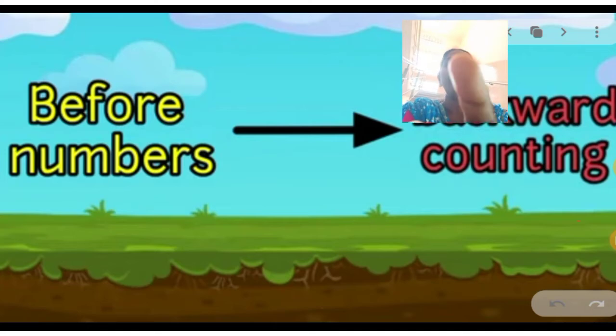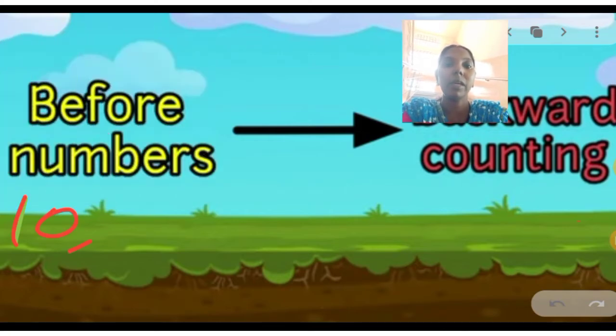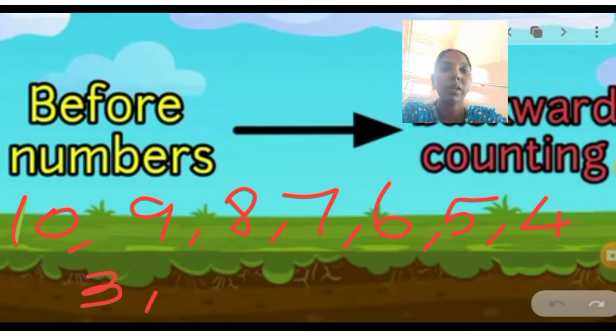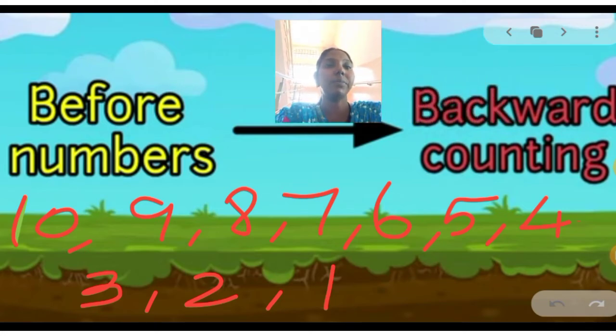For example, from 10, shall we say now from 10? Yes. 10, 9, 8, 7, 6, 5, 4, 3, 2, 1. Here I have written the numbers in backwards. See here, 10, 9, 8, 7, 6, 5, 4. So these are the backward numbers. We are writing numbers backward. Okay, let's see the next one.